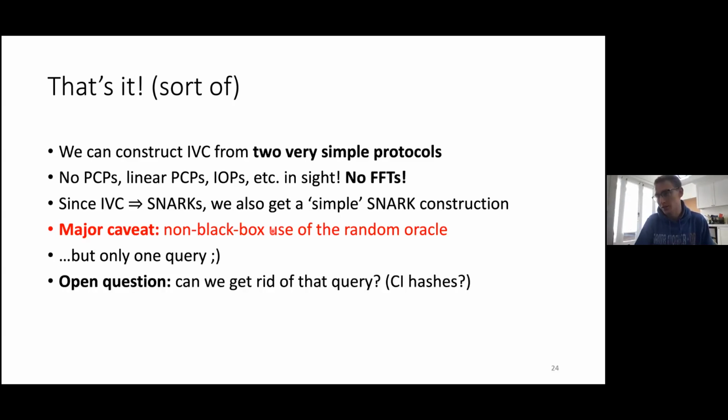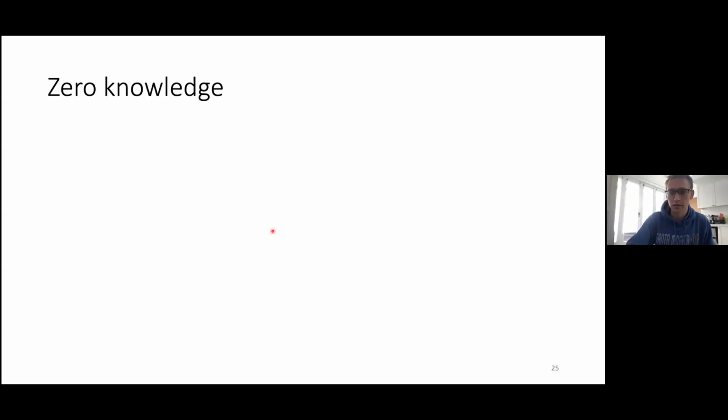And there's obviously an interesting theoretical question of whether we can even get rid of that query, using collision-intractable hashes or some other fancy tools. It's not going to be easy, but it's certainly not out of the question anymore. And that would be a really interesting theoretical result.